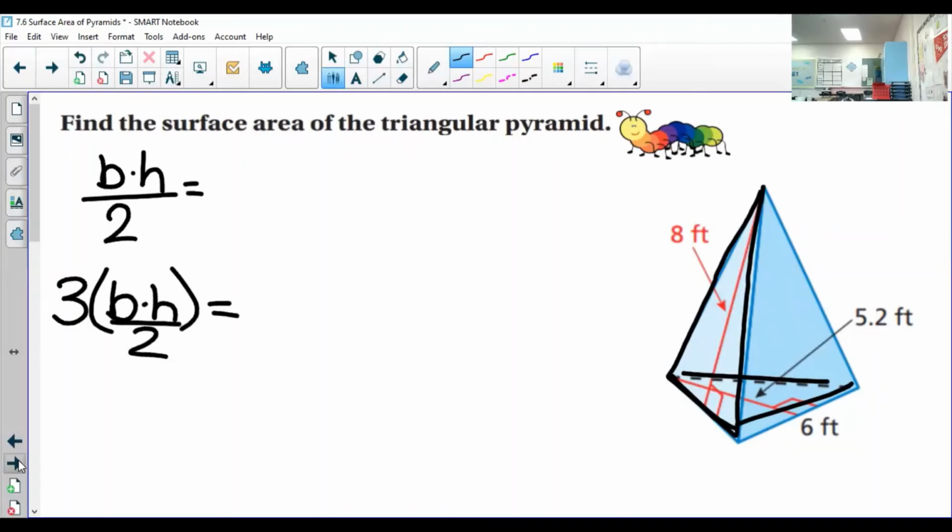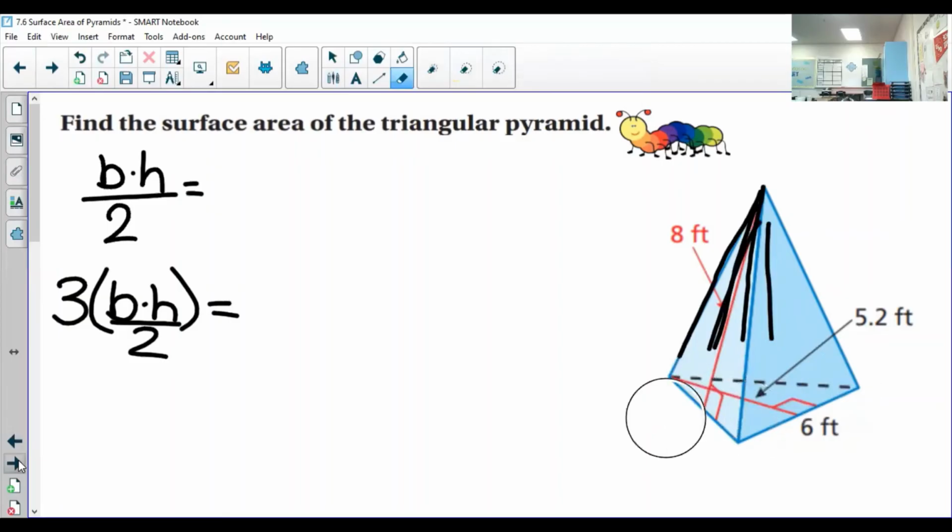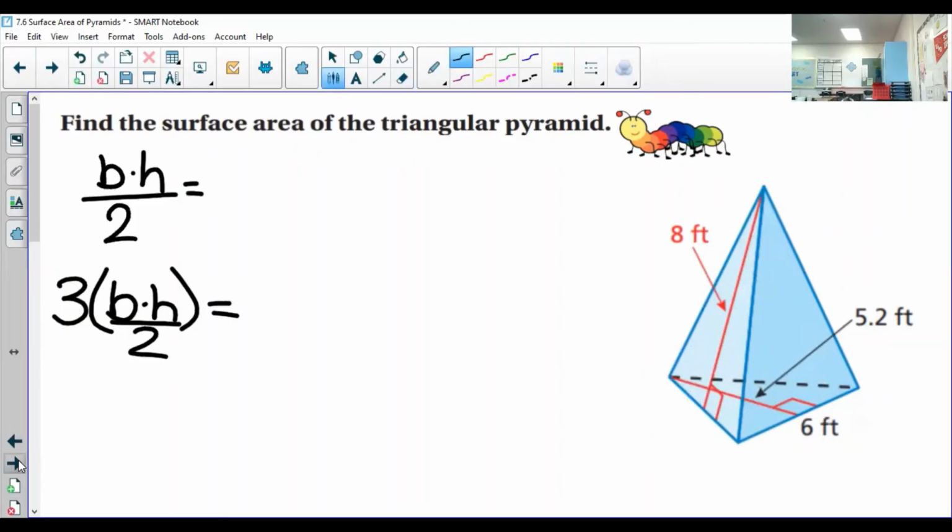Okay? So you might be saying to yourself, well, why can't we just do it all times 4? Well, this bottom triangle right here is not the same size as these ones. So we can't combine the 2. Otherwise, I mean, that'd be nice, but we can't do that. Okay? So I'm going to start with my base, which is this right here in green.